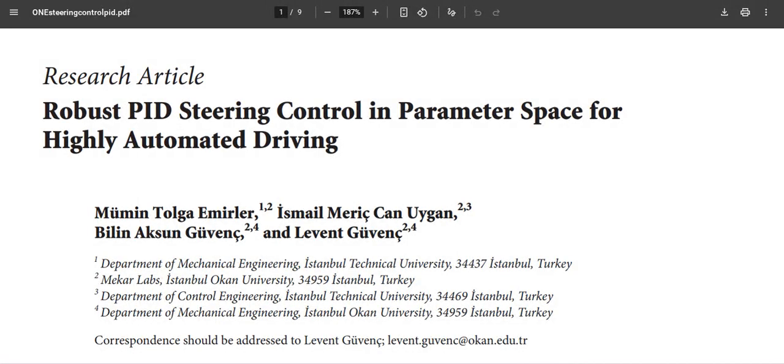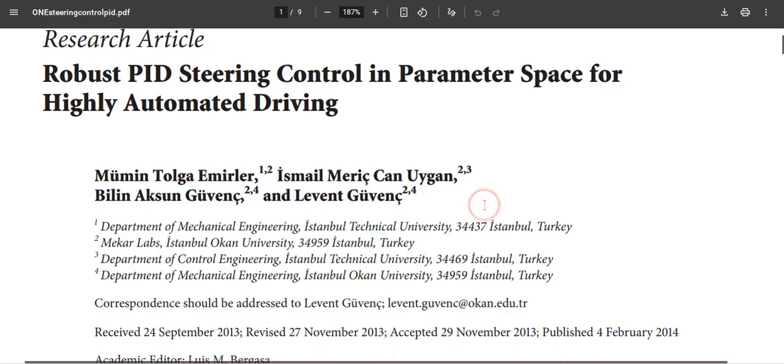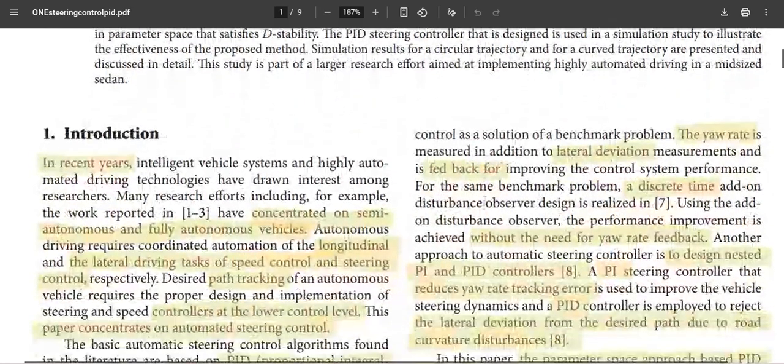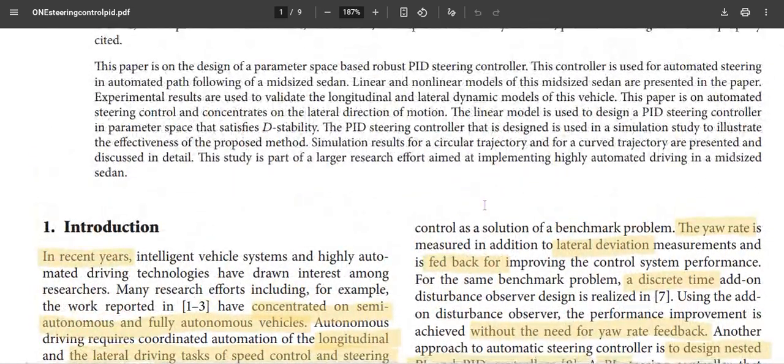Hi all. In this video, we see a paper titled Robust PID Steering Control for Automated Driving from Istanbul, Turkey. This paper attempts to develop a PID controller, especially steering control for automated driving, based on some stability characteristics utilizing the linear and nonlinear models.